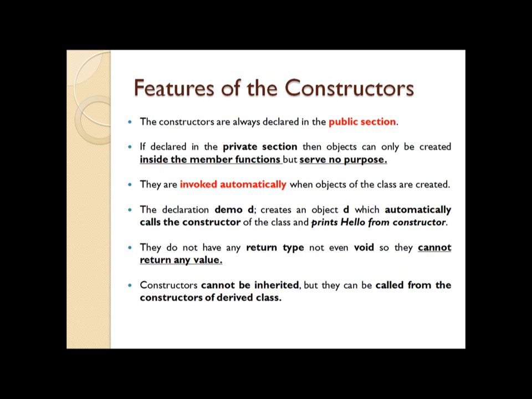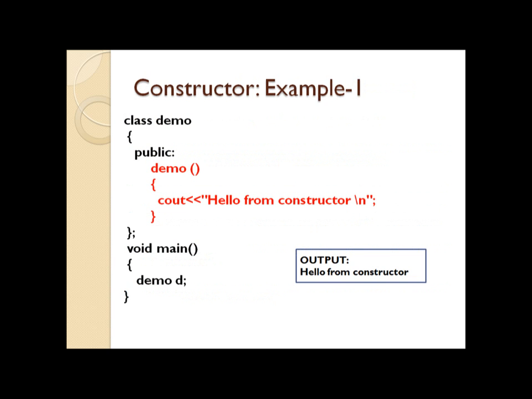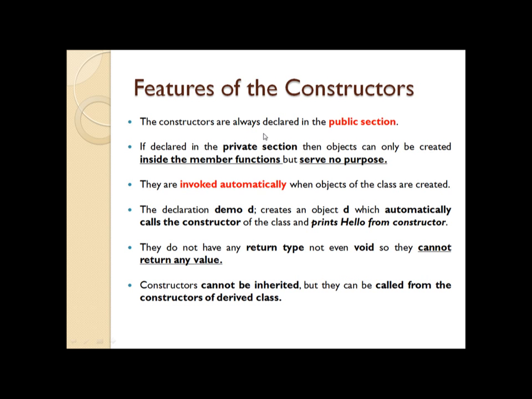In the next slide, I have listed some of the features which can be utilized for the better functioning of the program if the programmer is using a constructor. So the first feature says that it can be, or is always, declared in the public section. In the previous example, you can see clearly that we have written a constructor demo, and it is written in the public section of the class demo. So this first feature says the same thing.